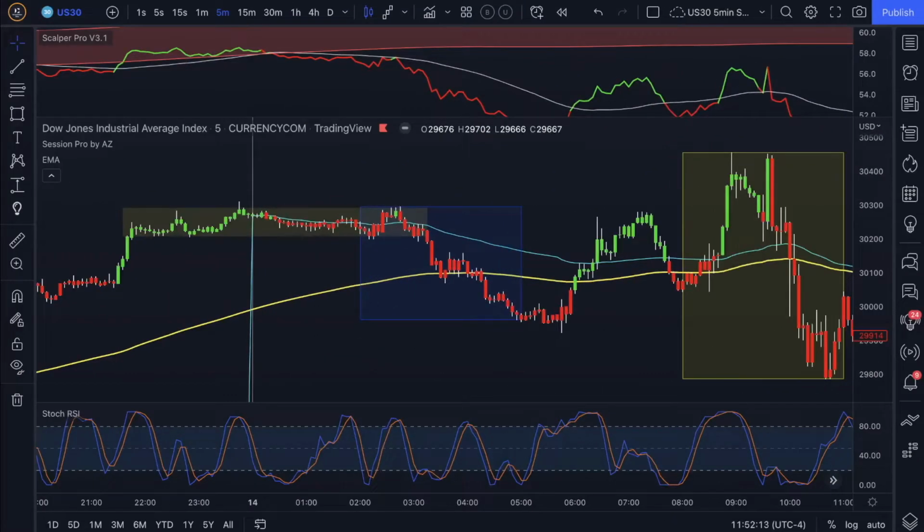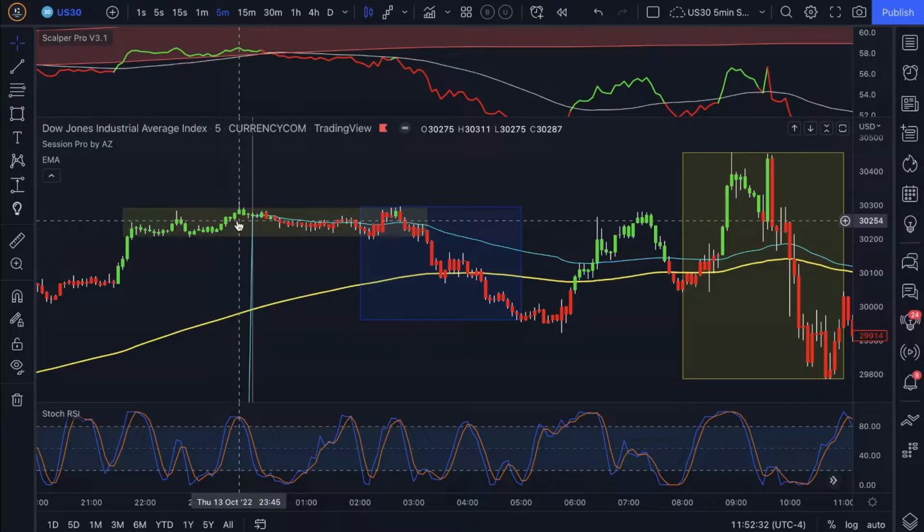So let me get started with our first example here. This is US30 on a 5-minute chart. And usually what we see is that right around New York midnight, which is represented by this gray separator line, we see some consolidation or a range where price is moving within.